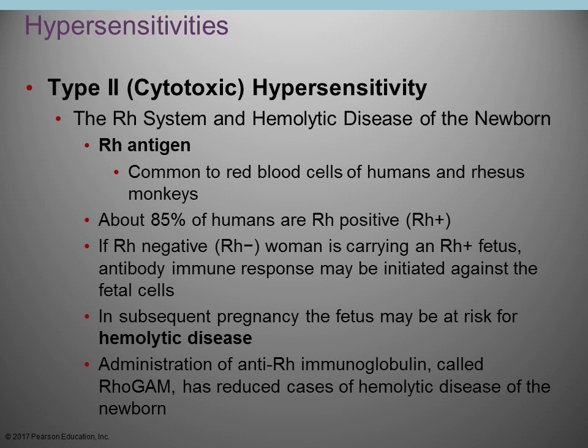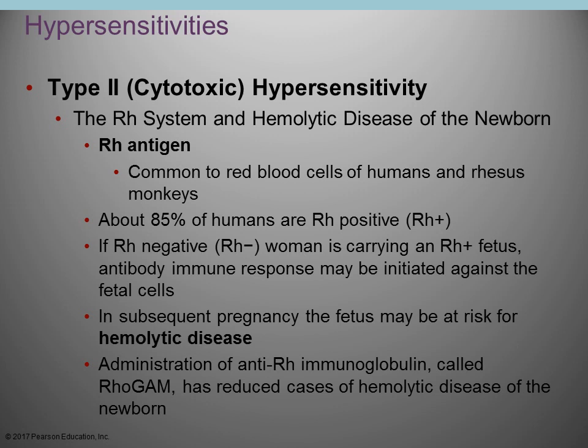Another thing which is also classified under the cytotoxic or type 2 hypersensitivity deals with the RH system, which also is with blood. There is what's known as the RH antigen. This is common on the red blood cells.